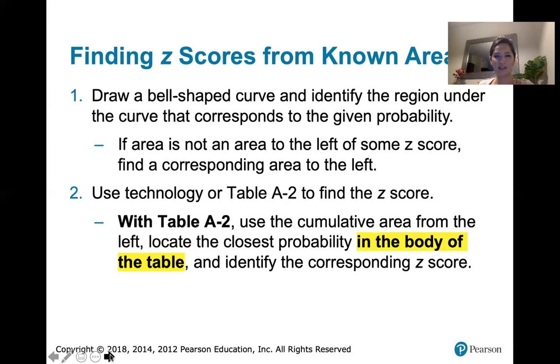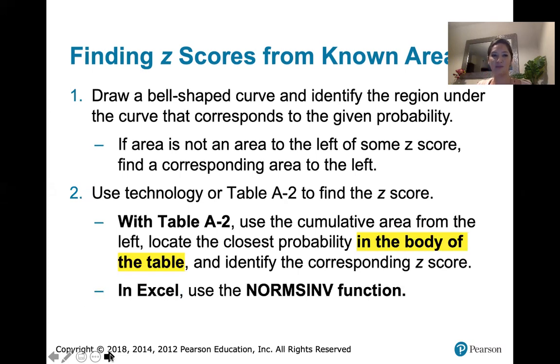If you are using table A2, this time we're trying to find z-scores that correspond to areas. So first you would find that area to the left of the z-score that you're interested in. And then once you know what that area is, you're looking for that area in the body of the table this time. Before, we were looking at the z-scores on the outside and finding the area in the body. Now we're doing the opposite. We're going to the body of the table, finding the area, and then finding the corresponding z-score.